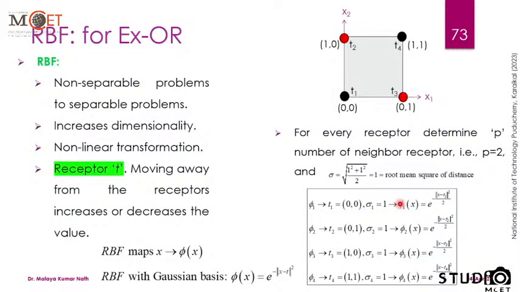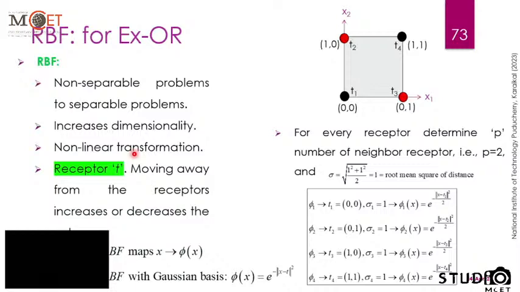Here we'll use a transformation called the radial basis function. Now I'll explain how this radial basis function helps in doing this classification in the case of the exclusive OR gate. The radial basis function is a mapping function that maps the input vector x to phi x. Here we are talking about the receptor, and as we move away from the receptor, the value will either increase or decrease.